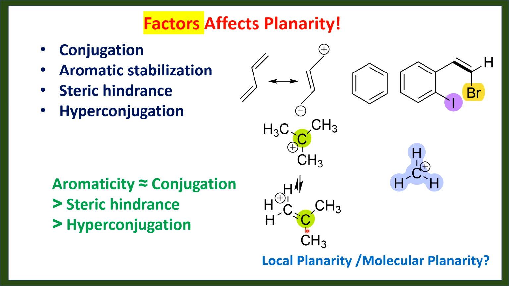I am saying this is local planarity because the CH3 groups are tetrahedral in shape, but this carbocation carbon is only in the plane with the other three carbons. So the whole molecule is not planar. This is not molecular planarity, this is local planarity. But this methyl carbocation is planar. All atoms touch the plane. As for the factors, aromaticity, nearly equal to conjugation, has much more effect in favoring planarity than steric hindrance, than hyperconjugation.